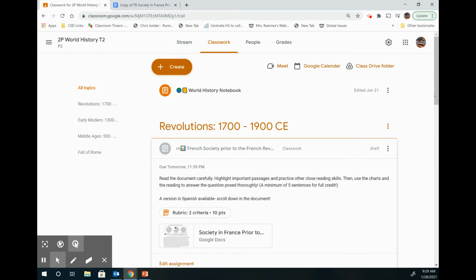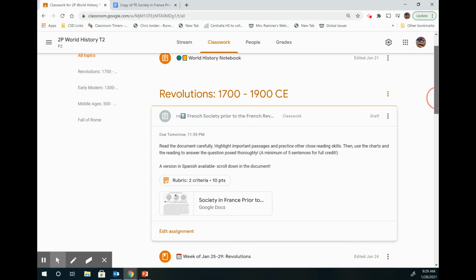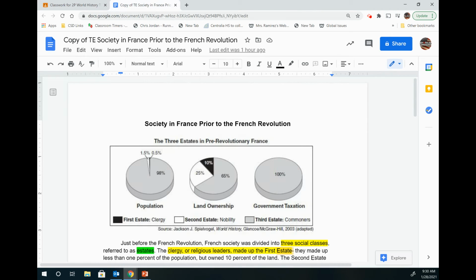Okay, so in order to explore those concepts today in Google Classroom, you have an assignment called French Society Prior to the French Revolution. When you open up that Google Doc, you're going to have some charts on the top and some text for you to explore. It will look something like this. You'll each have your own copy.